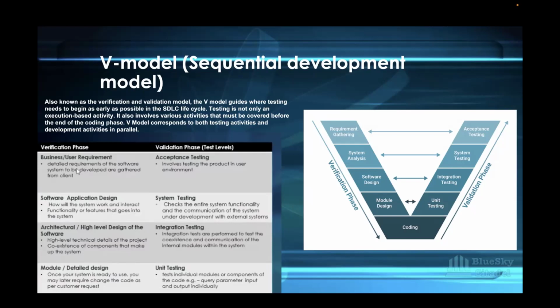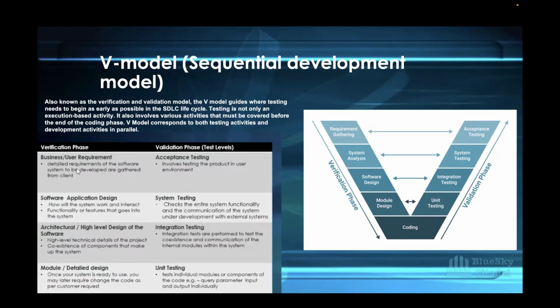So it is characterized by a corresponding testing phase for each development stage. This model ensures that each development activity is directly linked to a testing activity. As you can see, we have the verification phase. We also have the validation phase. If you look at the other diagram, you have the requirement gathering. On the other hand, where it says validation phase, you have the acceptance testing. And then you have the system analysis as well as system testing.